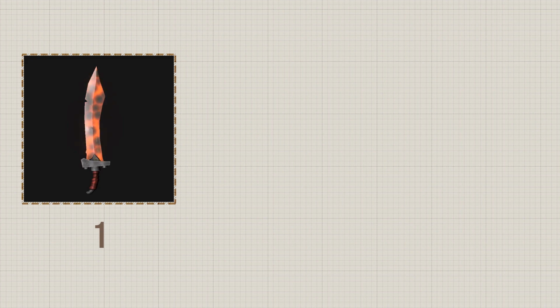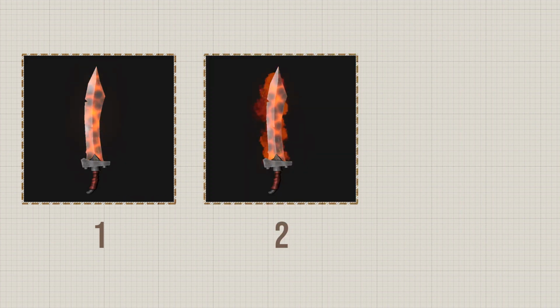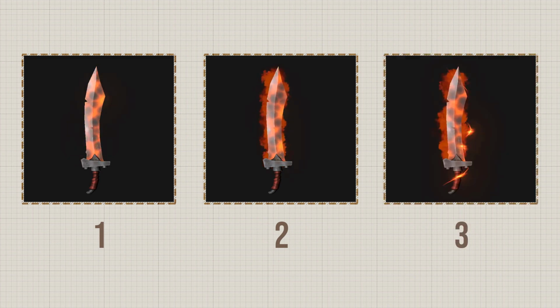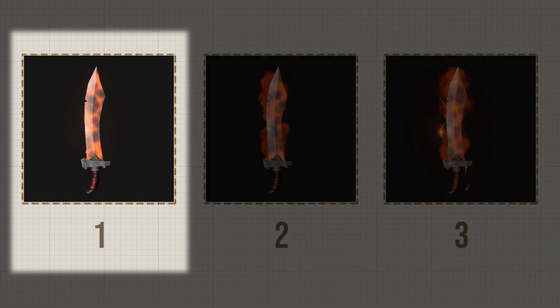Let's go step by step. First, we will add a cool aura effect to the sword. Then, we will make our sword look even better by adding a fire effect. And finally, we will make it look even more cool by adding some spinning trails and extra details. Let's start with the aura effect.